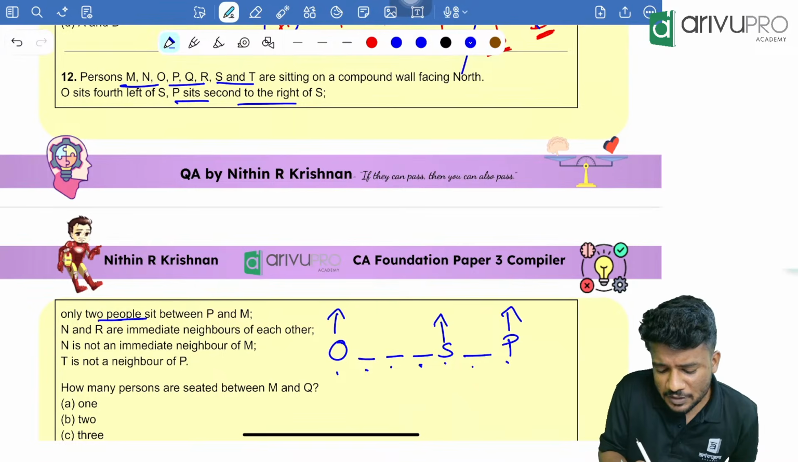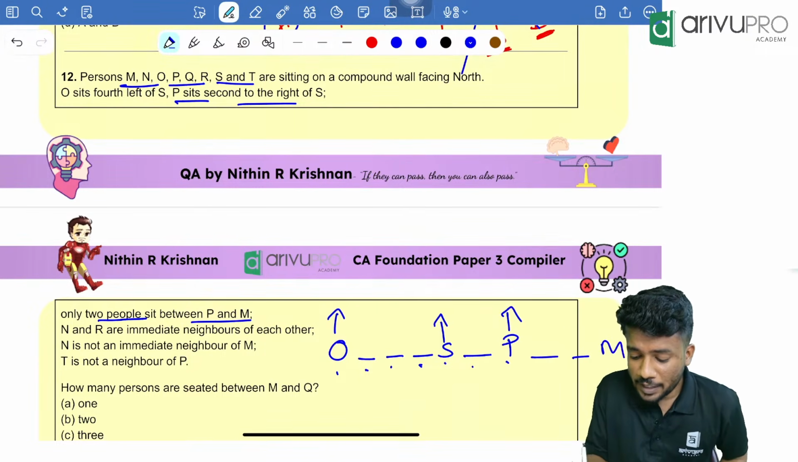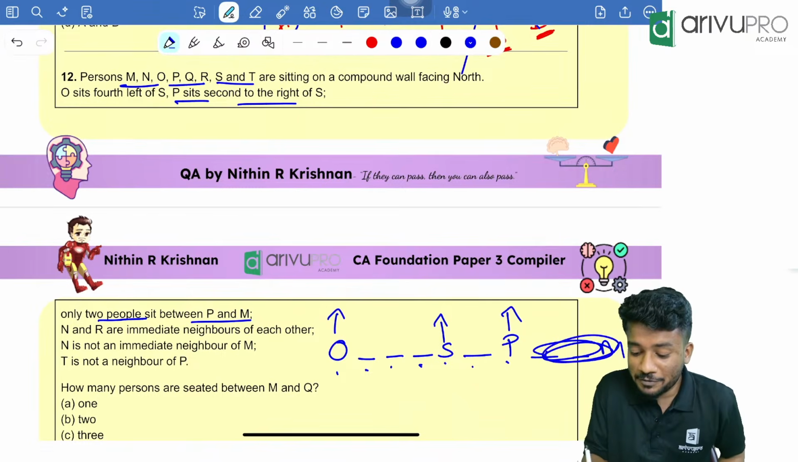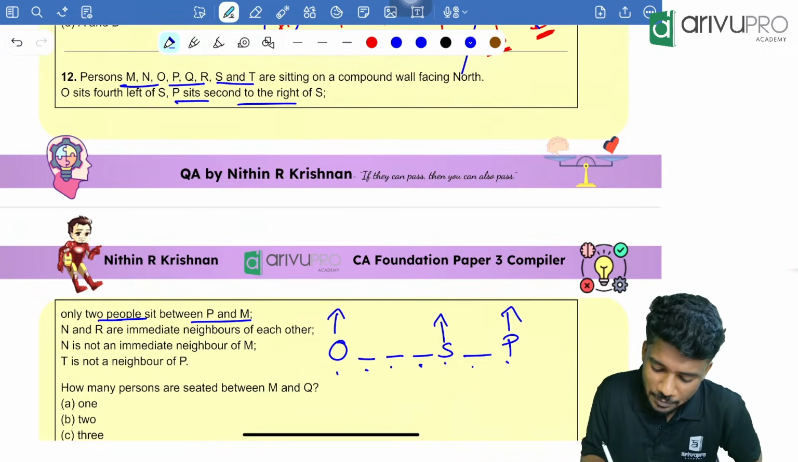Only 2 people sit between P and M. Can I write M over here? No, it is not possible. The number of people will be more than how much now? More than 8. That is not possible. So M should be over here.